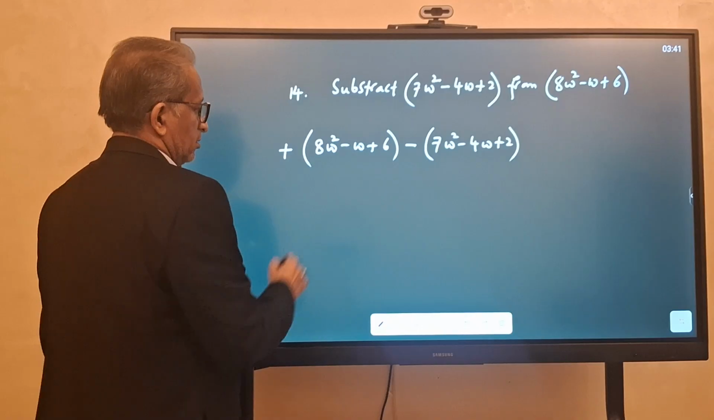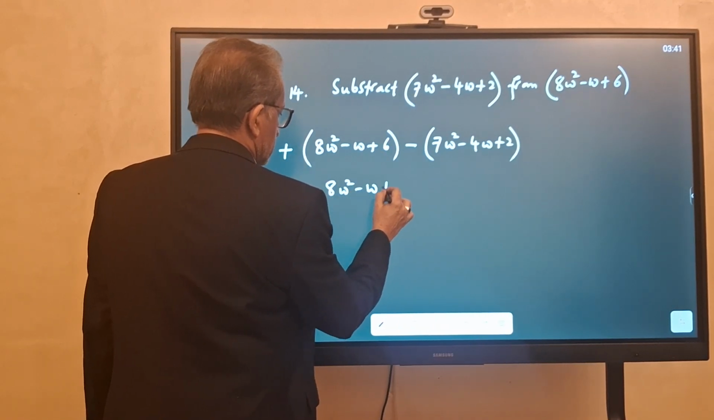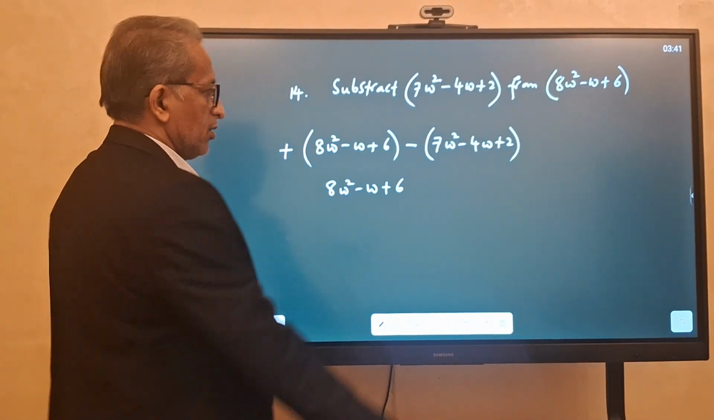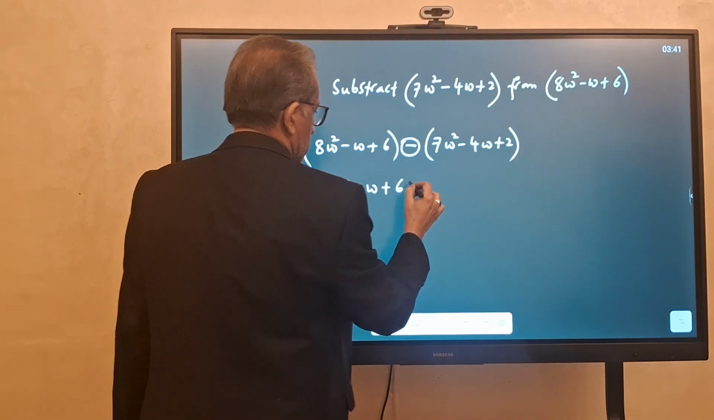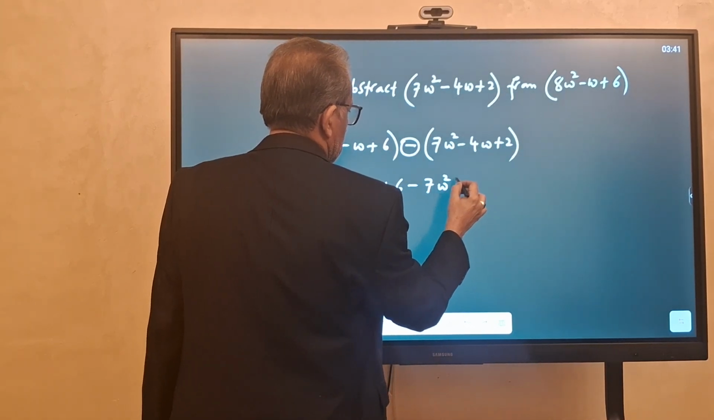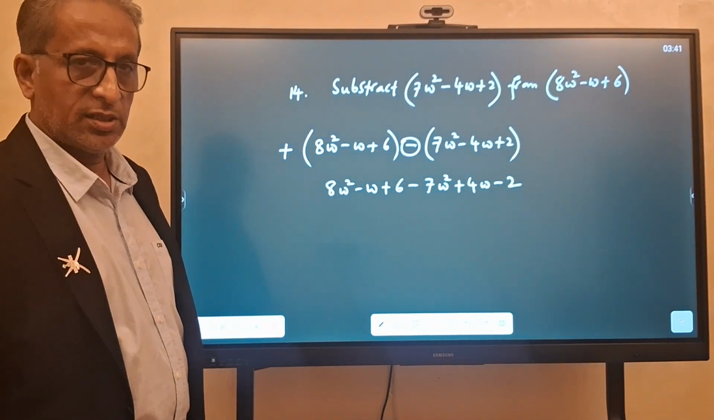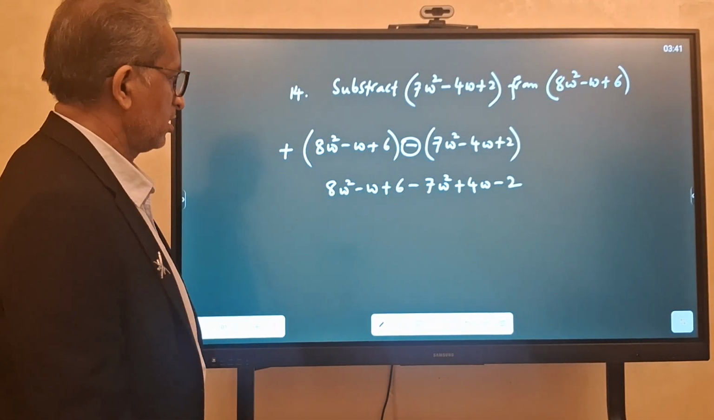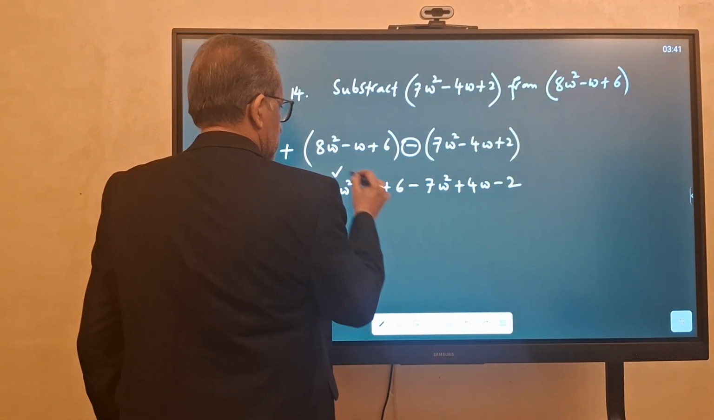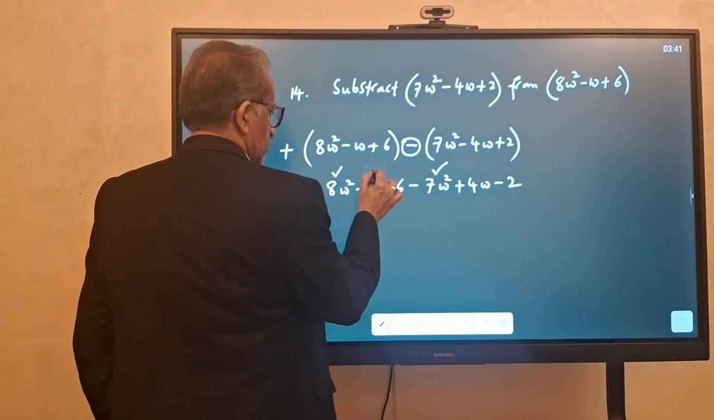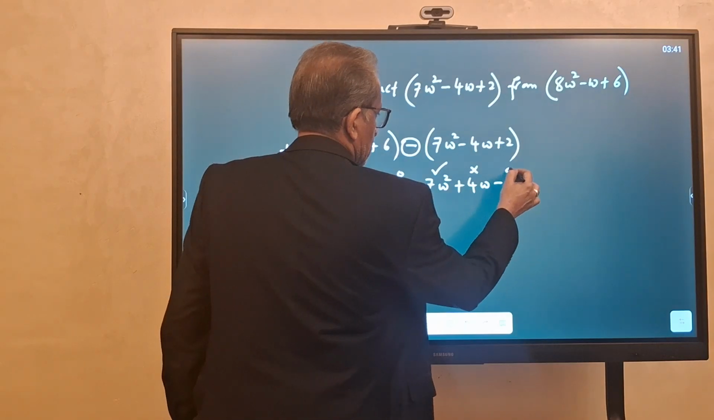You have a plus here. So no change in the sign. This is as it is. Before this bracket, you have a minus. So all the signs will change. We have 6 terms here. Check which are same, which are not same. This same. This same. This and this same.